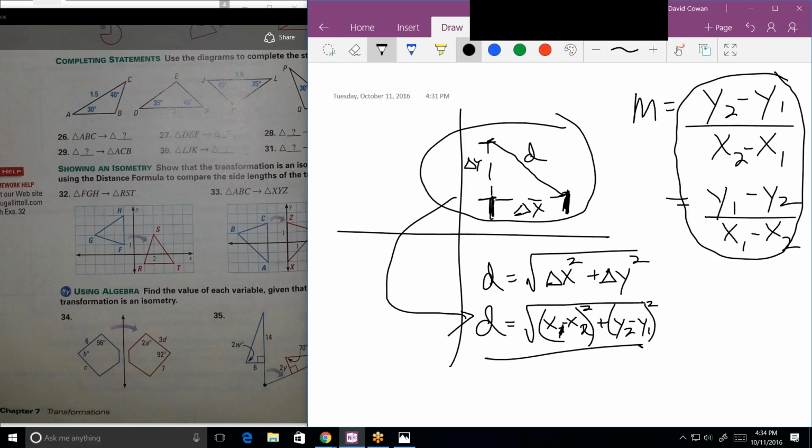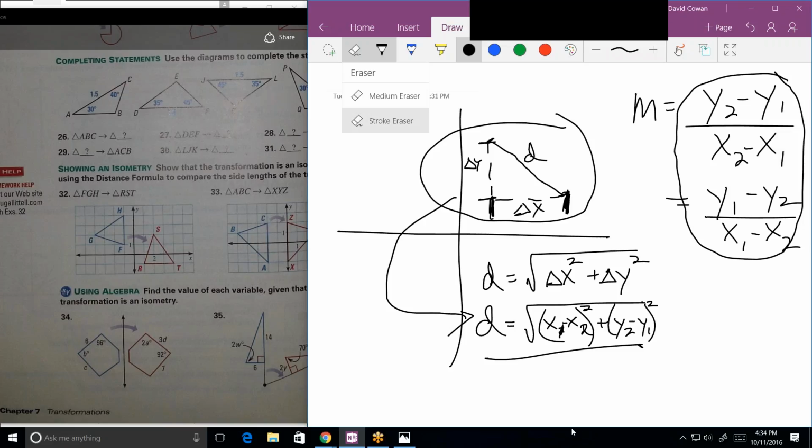When you're dealing with the distance formula, you don't care. You can switch just one of them and it'll be fine, because we're squaring it. With slope, we don't square it. With the distance formula, you're going to square it after you do that subtraction. When you square something, it's always going to come out positive.